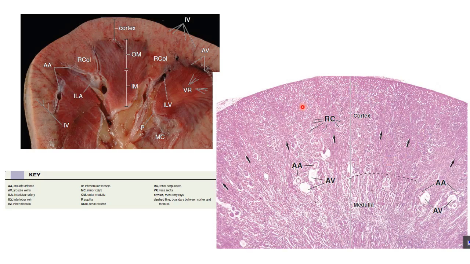The most important histological structure within the cortex is these spherical structures that are called renal corpuscles. Renal corpuscles, and we have this collection of tubes and tubules extending from the medulla into the cortex. These are called medullary rays.